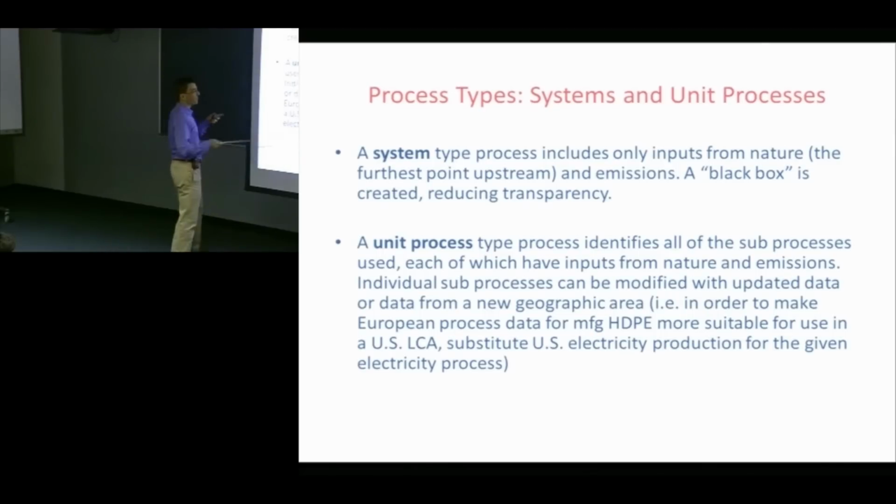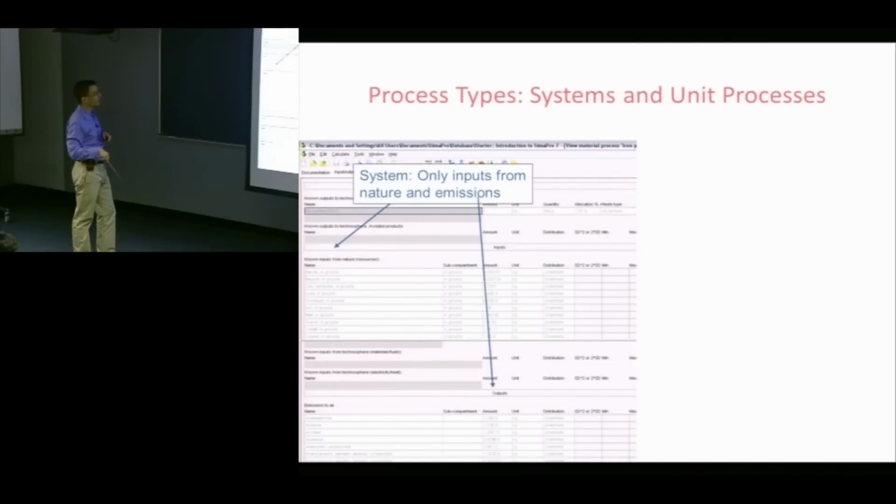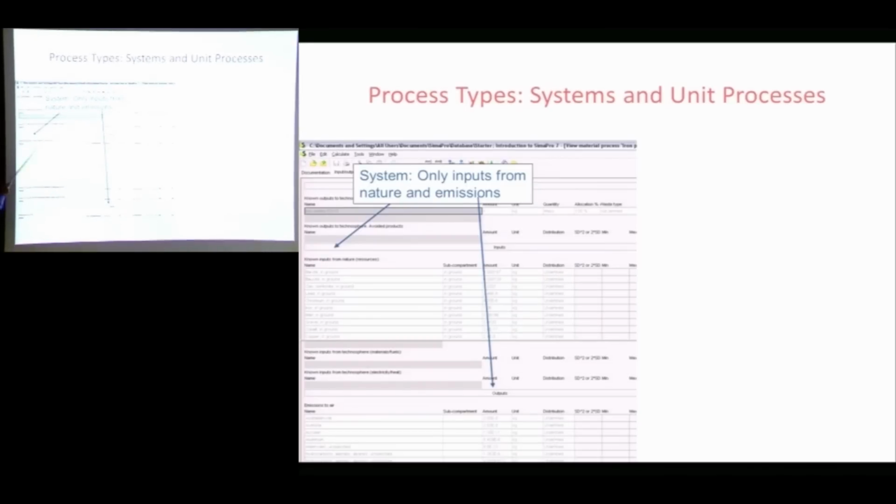So the idea is just to define those two things: the idea of a system in Simapro, which is a black box, and the unit processes, which are your finest resolved unit there. This shows what it looks like in Simapro, where on the left side is a system where all you're seeing are the inputs from nature and the outputs to nature. These are emissions to air down here, and these are inputs from nature, iron pellets and some ore.